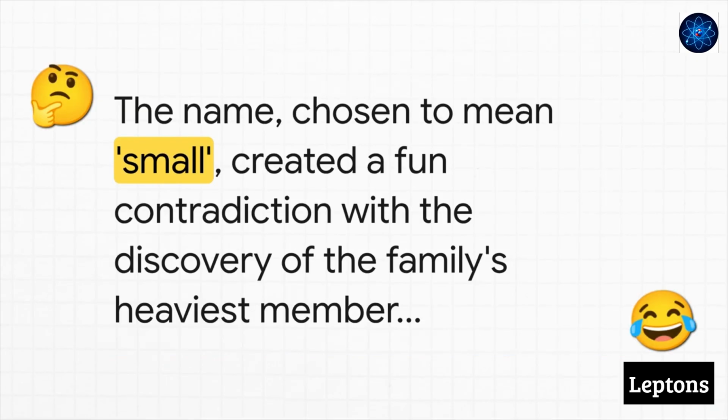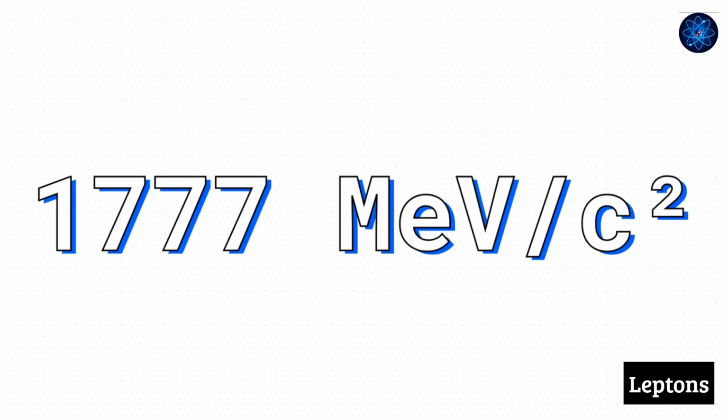But, and this is where the story gets really fun, that name, chosen specifically to mean small, would eventually become just a little bit ironic, thanks to the family's biggest member. Say hello to the tau lepton. When it was finally found in the 70s, its mass just blew scientists away. At over 1777 of these mass units, the tau is, well, it's not small at all. In fact, it's almost twice as heavy as a proton.